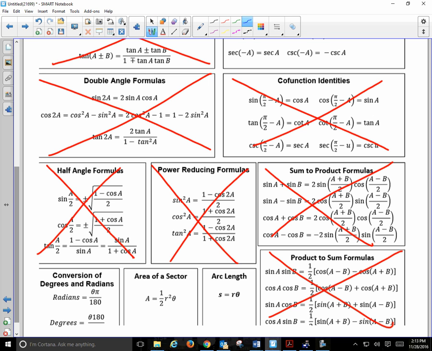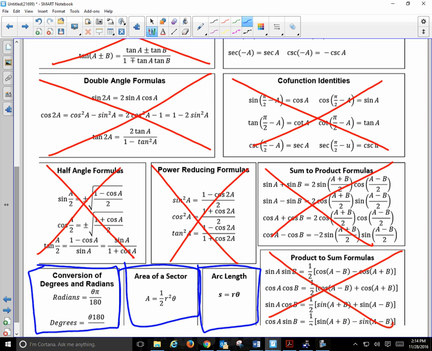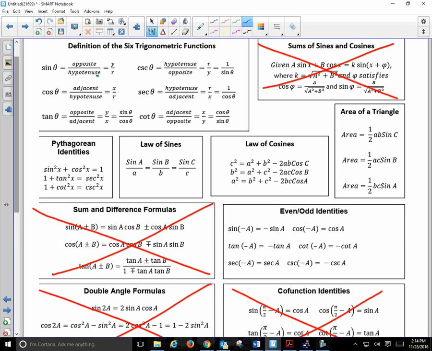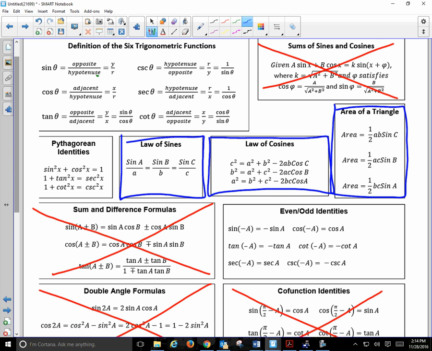The fact of the matter is that you already know this part right here. Conversion of degrees to radians, or radians to degrees. You already know the area of a sector. You already know how to find arc length. We've already tested on that material. You've known how to do it. You already know how to find area of a triangle. That was your last test. You already know the law of cosines. You already know the law of sines. We've already done those. We've also already learned Pythagorean identities. So we really just have two new things. We're going to work with this, and we're going to work with this.